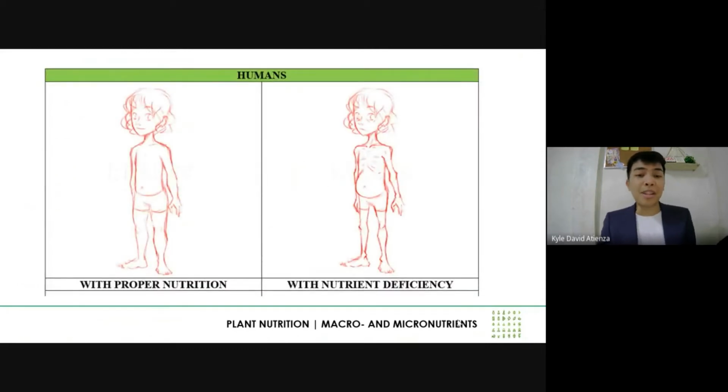So in this simple activity, I want you to observe the drawing provided here, which shows a human with proper nutrition and a human with nutrient deficiency. I want you to observe the difference between the two drawings. How does the human with proper nutrition look like? How does the human with nutrient deficiency look like?